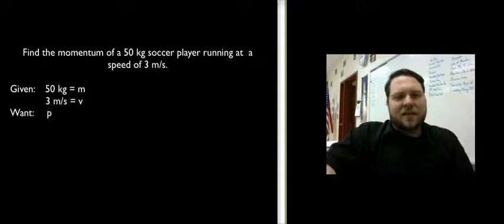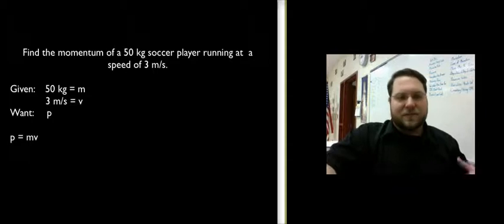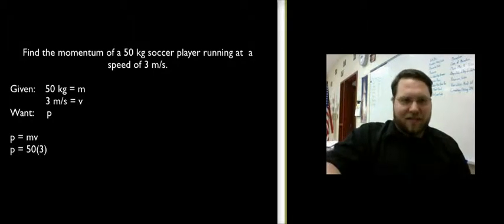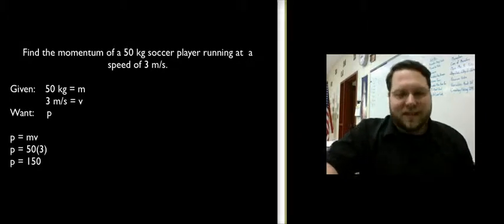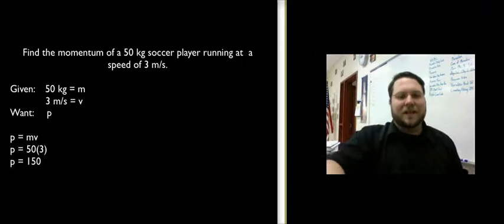And what we want is momentum. So again, I'm just abbreviating that with a P. Next, we write down our equation. Momentum is just mass times velocity. So in this case, that's 50, our mass, plugged in for m, and 3, our speed, plugged in for v. And when we multiply those two together, we're going to get 150. But now we need units for momentum, and this is where it gets just a little bit ugly.